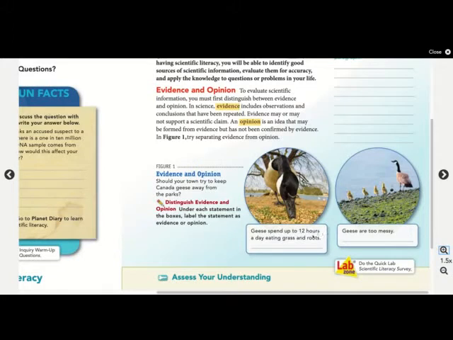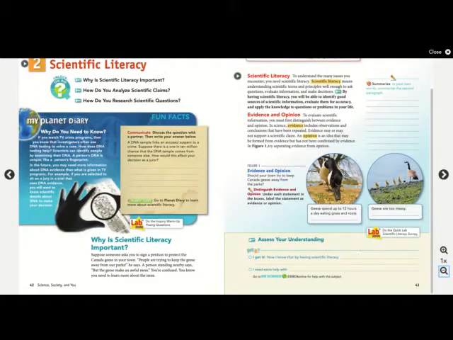Now that you've had some time to write down your answers, I'm assuming, I really hope you paused the video and did as I said, but who knows? This first picture, geese spend up to 12 hours a day eating grass and roots. That is evidence. That is a fact. We could look it up. We could find it. That is evidence. And then geese are too messy is just an opinion. That is someone's opinion, because not all people might think that geese are too messy. So the first one is evidence, and the second one is opinion. All right, let's move on.